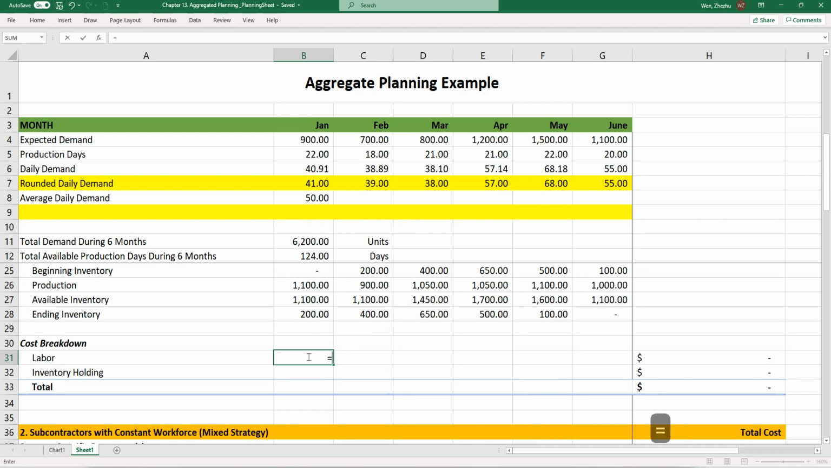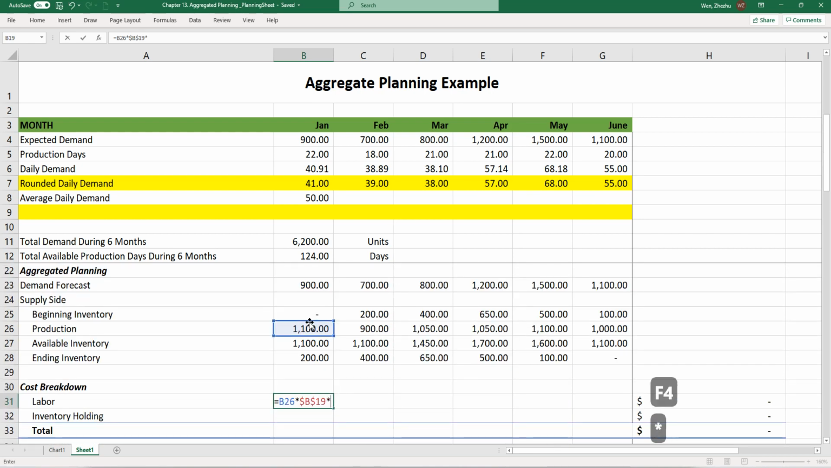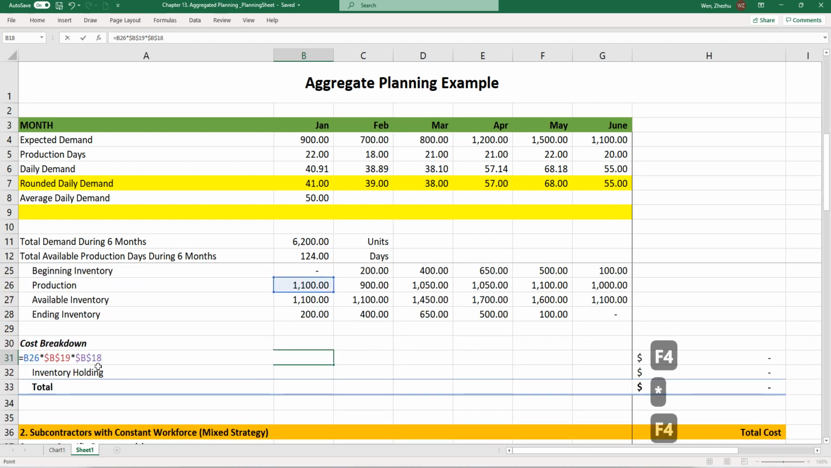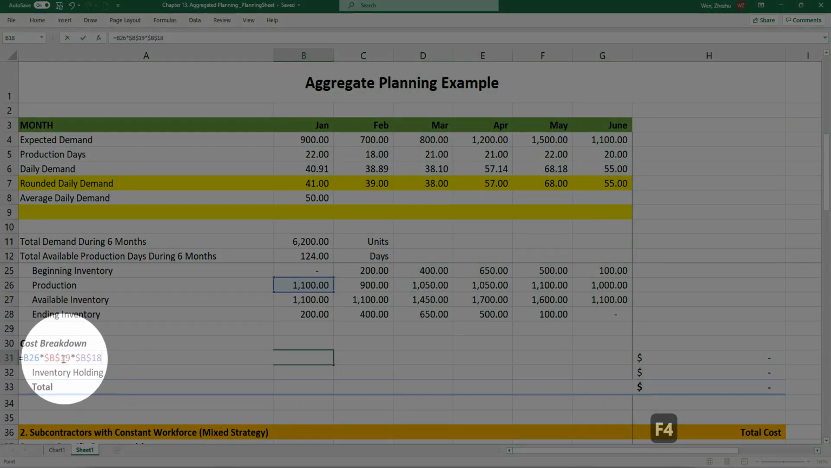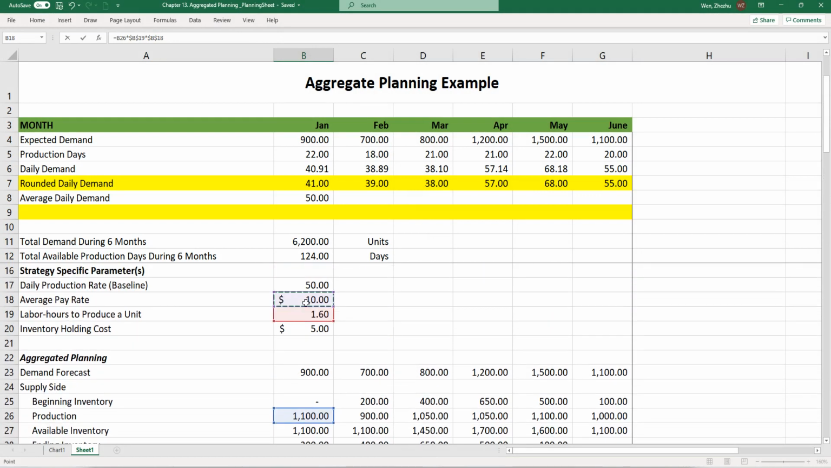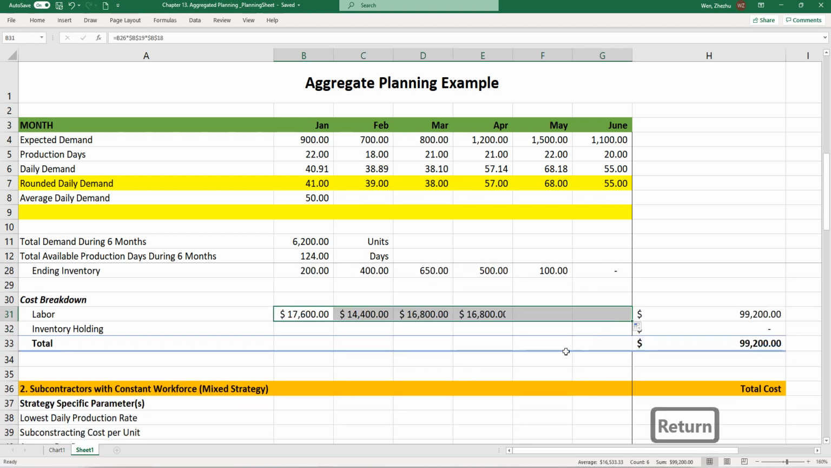So for labor, it's going to be production quantity times this, I would absolute reference it, multiplied by 10. I'll do that again. Okay, I hope it's clear to you. So this is the number of quantity, multiplied by the labor hour to produce a unit, multiplied by the pay rate. So that will help us complete this part. I'm just going to drag it to fill.